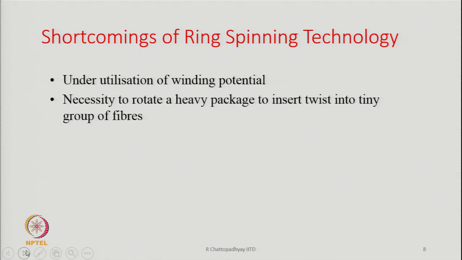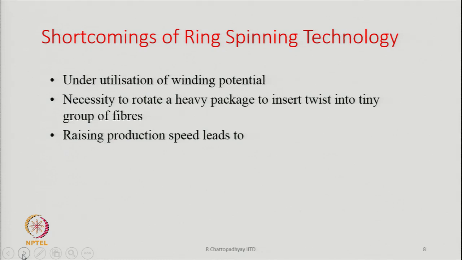In ring spinning, we will see that we have a big spindle which is quite heavy. Then on the top of the spindle, we put a bobbin. Mostly nowadays they are made of plastic material, and we need to rotate this heavy spindle just to insert twist into a tiny group of fibers. How many fibers are there in the cross section of the yarn? It could be 200, 300, 400 or 100 in this range. But just to put twist, we have to rotate a heavy package which includes the weight of the spindle also.